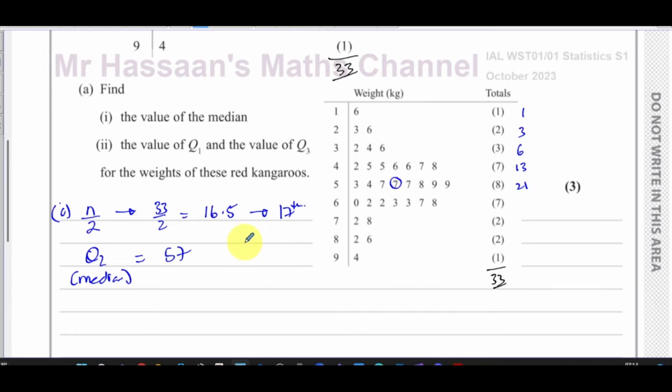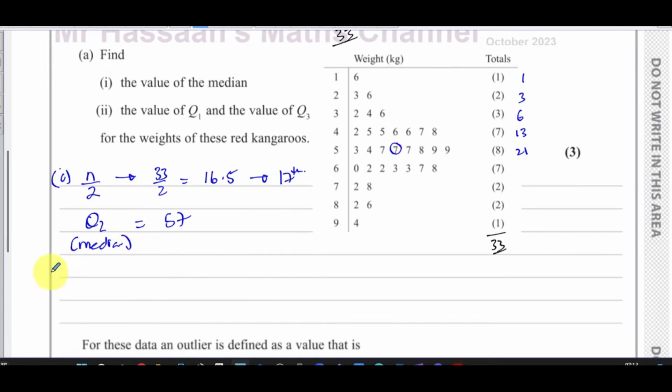And then it says the value of Q1 and Q3. Okay, so Q1 is called the lower quartile.